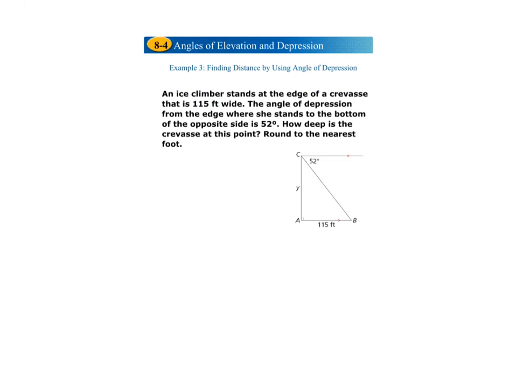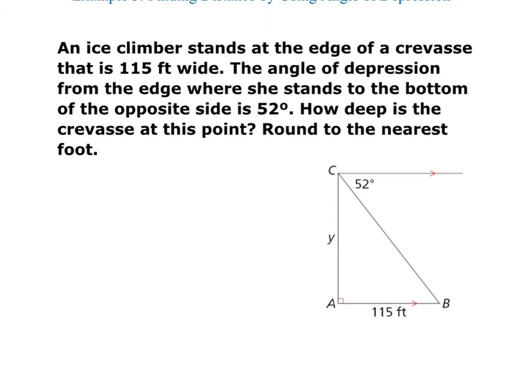An ice climber stands at the edge of a crevice that is 115 feet wide. The angle of depression from the edge where she stands to the bottom of the opposite side is 52 degrees. How deep is the crevice at this point? Round the answer to the nearest foot. We can't use the Pythagorean theorem here because we don't have two side lengths.